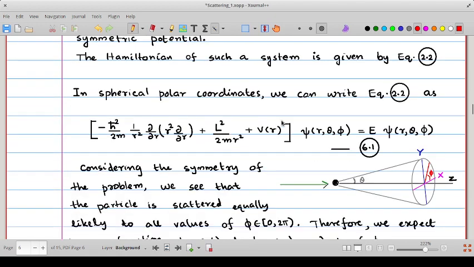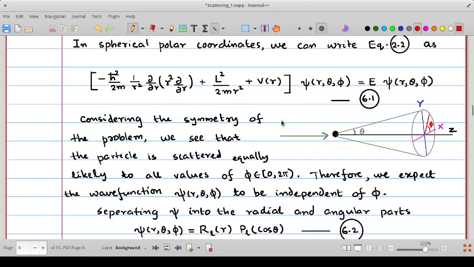Now in spherical polar coordinates, the Hamiltonian of the system of the incoming particle and the scatterer, which is assumed to be at the origin of coordinates, can be written as minus ħ² by 2m, 1 by r² d/dr (r² d/dr), plus L² by 2mr², plus V(r), acting on ψ(r, θ, φ) equals the energy E times ψ(r, θ, φ).